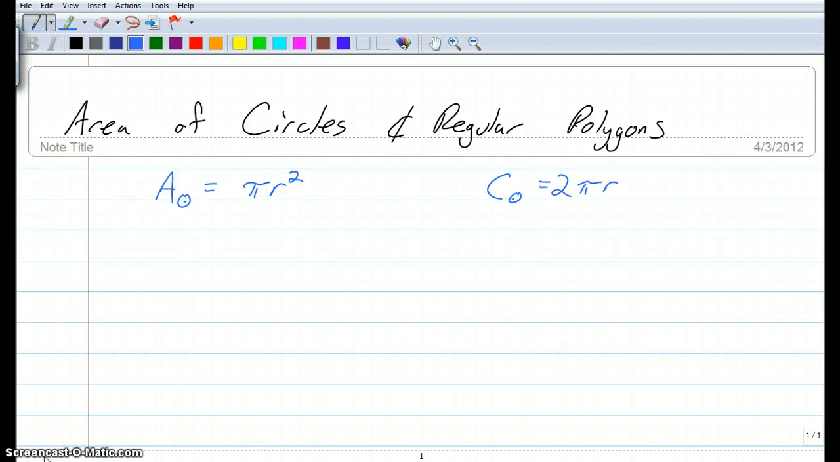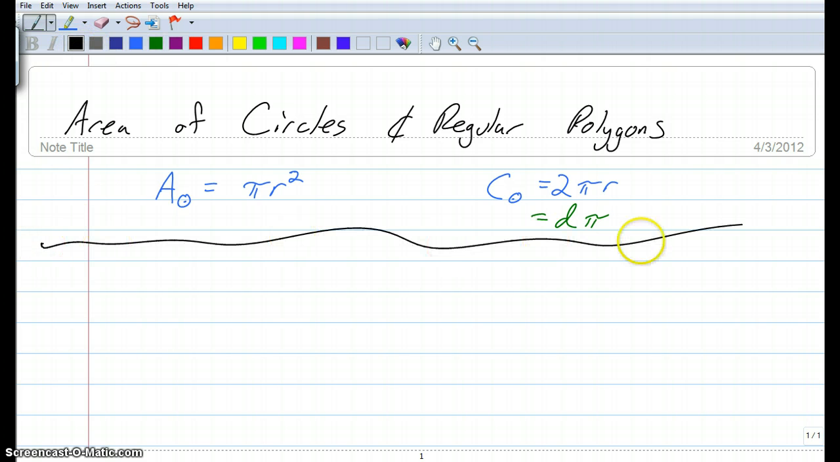All right, today we're going to talk about area of circles and regular polygons. Area of a circle should be familiar. We've talked about that before. Area of a circle is pi r squared, and the circumference of a circle is 2 times pi r. Another way to say that is 2 times r, which in a circle is the diameter, so diameter times pi.